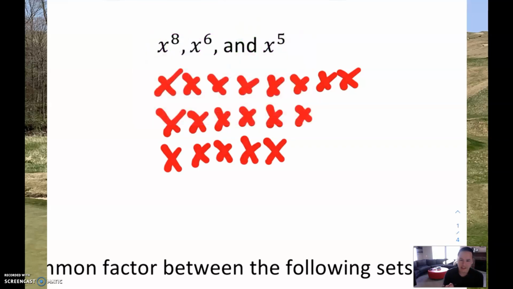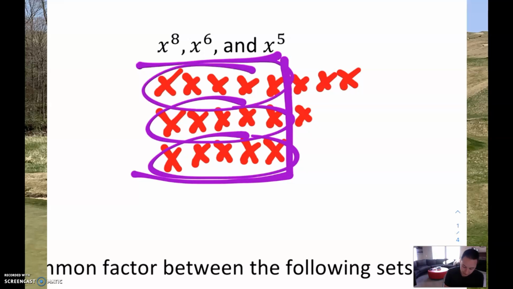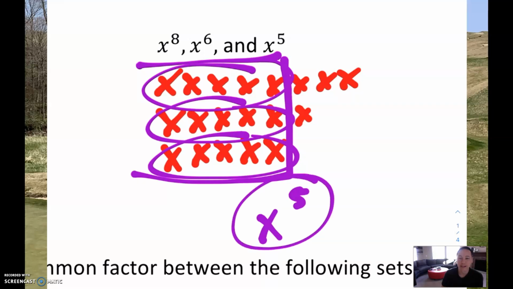So I want to look at this, and what do they have in common? Well, they have all of these in common. So this one had x to the 5th, this one had x to the 5th, this one had an x to the 5th. They all had an x to the 5th in common. That is your greatest common factor. And you'll notice there's some left over. We're going to show you what to do with that leftover stuff in a bit.